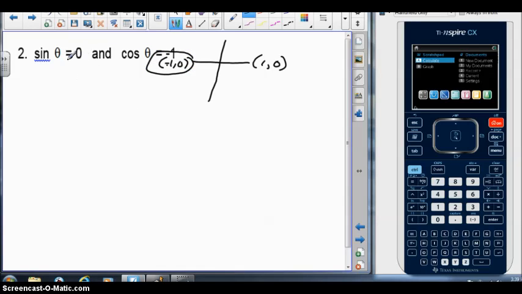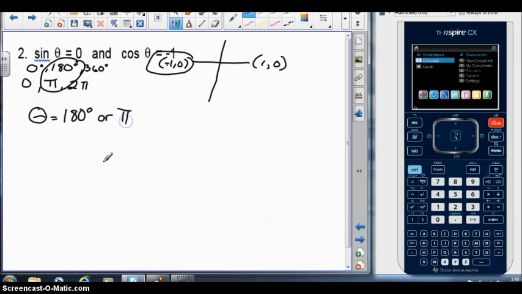Even though sine theta could have been 0 degrees, 180 degrees, and 360 degrees, or 0, pi, and 2 pi, because cosine theta is -1, only where x is -1, that can only be here at 180 and pi. So theta equals 180 degrees or pi. Okay, let's check out another one.